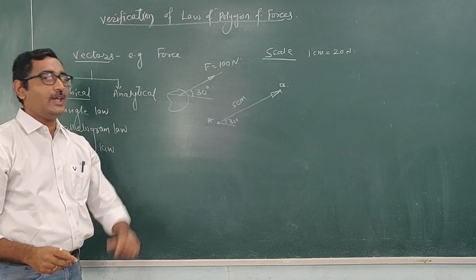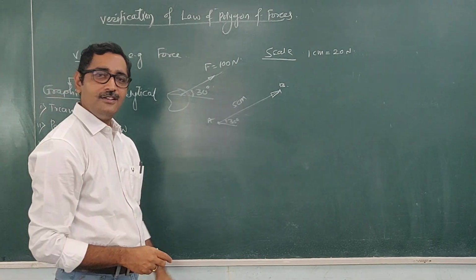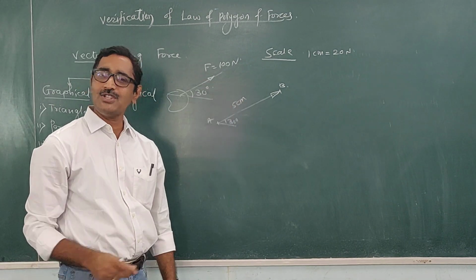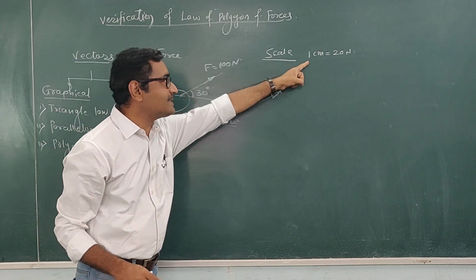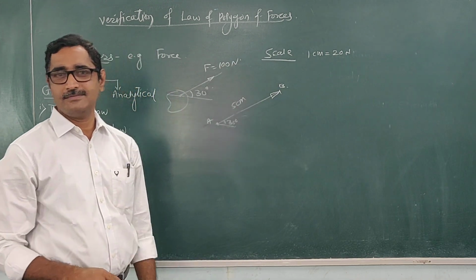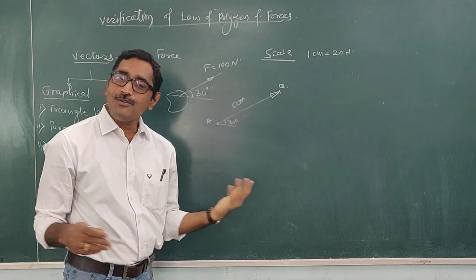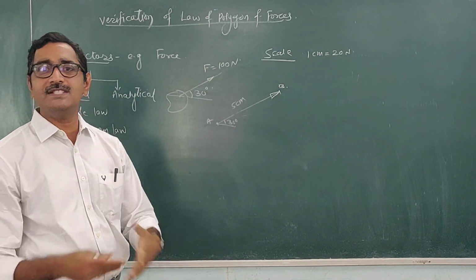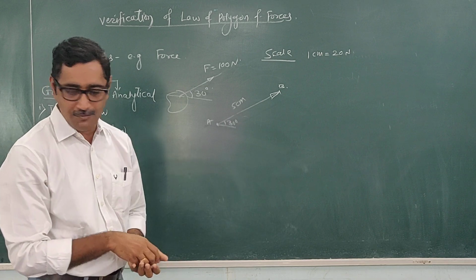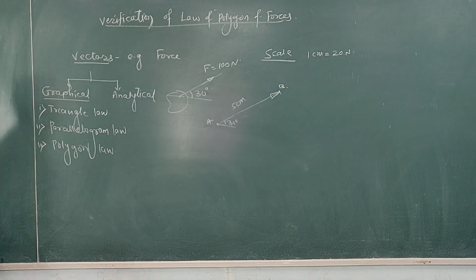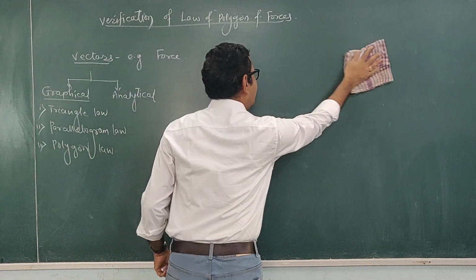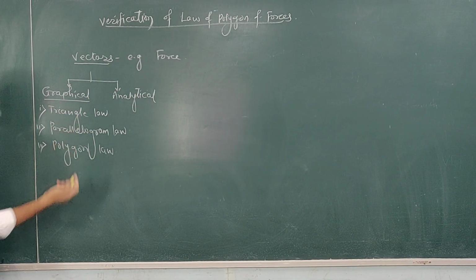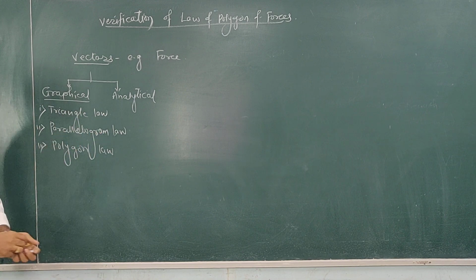In short, to represent the force graphically, you just draw the line parallel to the line of action of that force and select a suitable scale to represent its magnitude. Here I have taken the example of force. In the similar way, you can represent velocity, acceleration, displacement in vector form. This will be required for the graphical addition of the vectors in triangle law, parallelogram law and polygon law. Now what is the triangle law?